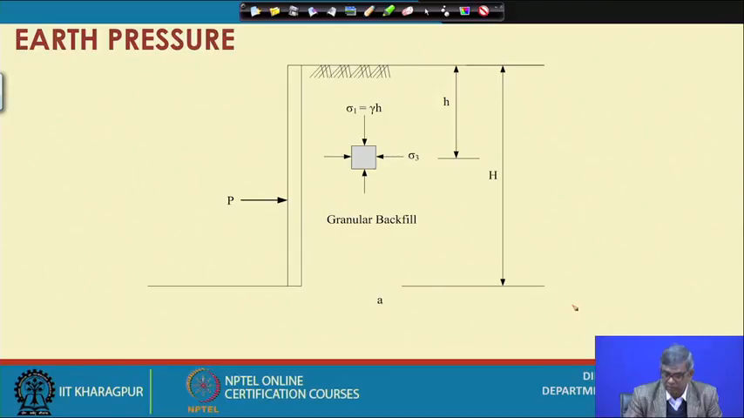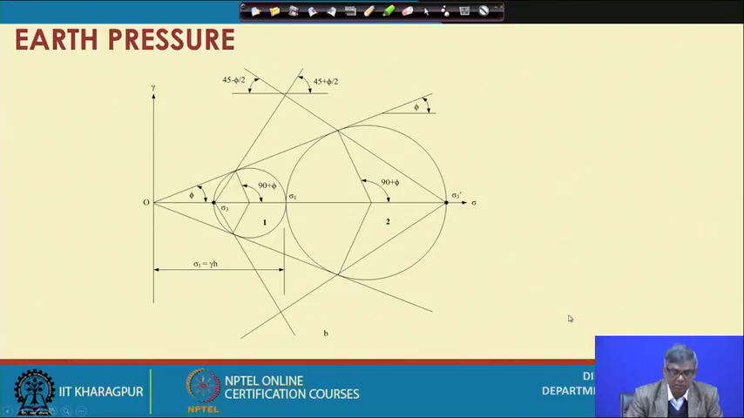This is already shown, but once again I repeat it here. Suppose sigma 1 is here, and because of the movement of the wall away from the backfill, the stress is reduced and finally reaches a minimum value here. This circle corresponds to the active case, and this is phi, so this will be the envelope. The tangent point and the failure point, joined by this line, give the failure plane, which will be 45 degrees plus phi by 2.